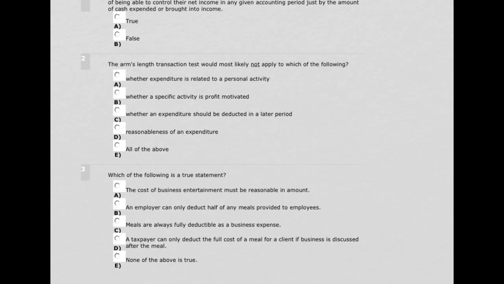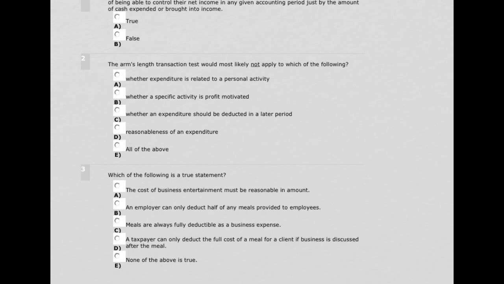Question number 2, the arm's length transaction test. The way to think of the arm's length transaction test is to think of it in terms of paying a salary to a related party, your family member. If you're paying a salary to a family member, is it deductible? Well, that's the question. A, for example, is it really a personal activity that you're paying the person for? Like, I want to pay for their college. I want to give them money for school. I want to give them money for spending. That's a personal activity. So if it's not arm's length, then that could be meaning that it's not deductible and it's a personal activity. So A is true, that the arm's length transaction applies to that.